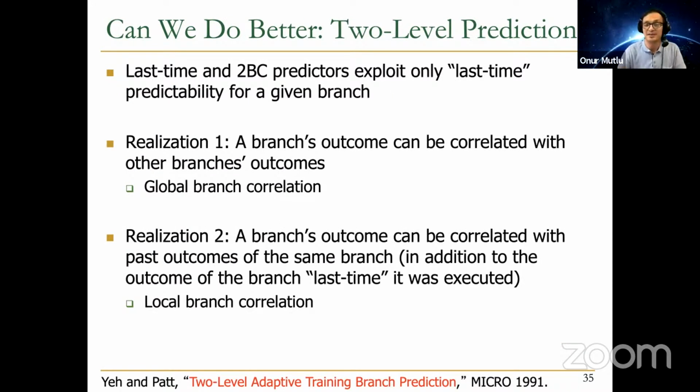But what is to come after the break is we realized that we can actually improve predictability using global branch correlation. Right after the break, we're going to look at the second realization, which is that a branch is correlated with prior outcomes of itself as well. So we're going to exploit this local branch correlation.